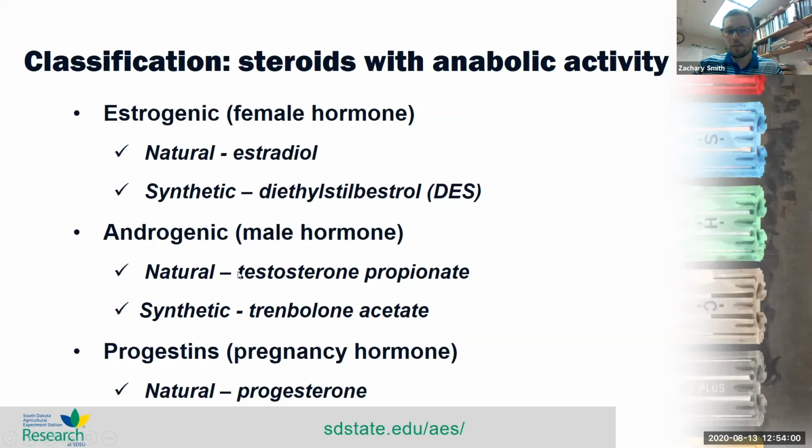Naturally occurring testosterone propionate is used in heifer formulations, namely the Component EH or Synovex H. And then the synthetic androgen here is Trenbolone acetate. Now the big difference here is that they're both anabolic, but Trenbolone acetate is significantly less androgenic, so it doesn't cause the thickening of the neck and the secondary sexual characteristics that are associated with the naturally occurring analog. And then progesterone is the pregnancy hormone.